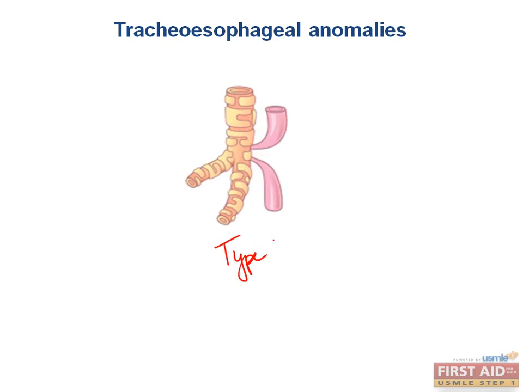Finally, type D is where both the proximal and the distal esophagus connect to the trachea. The clinical presentation of tracheoesophageal fistula is quite striking, and once diagnosed, prompt surgery is required. Tracheoesophageal fistula can cause cyanosis, an air bubble on X-ray of the chest, and pneumonitis due to the upper esophagus being connected to the trachea.